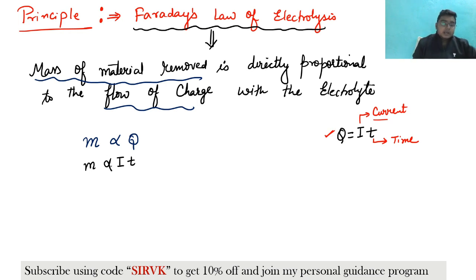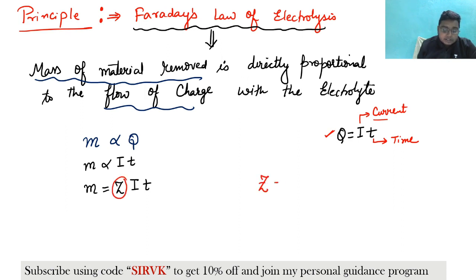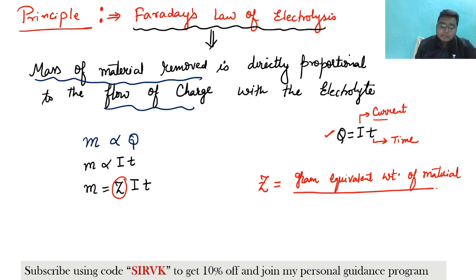Now we also know one most important thing. If I want to remove the proportionality sign, then a constant comes into the picture, that is m = Z I T. What is this Z? This Z is nothing but the gram equivalent weight of material divided by Faraday's constant.